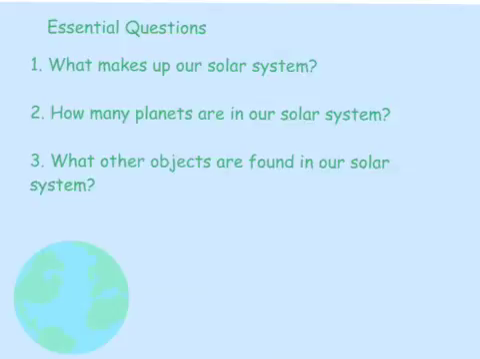So let's begin by looking at our vocabulary words. If you need to, pause them, take time, and think about each question or word.